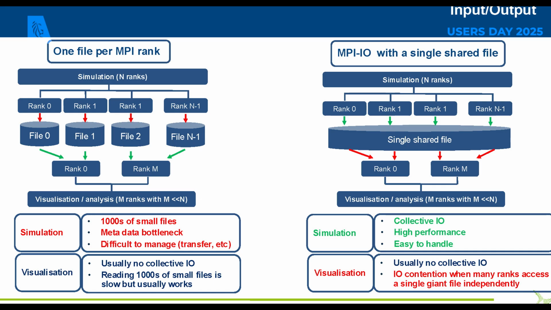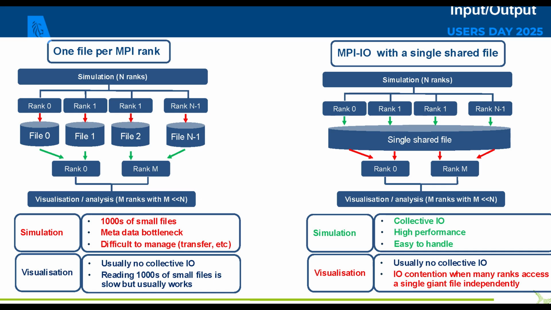Not exactly, because you also have to think about your visualization and your analysis. Usually your visualization or analysis will maybe run in serial, but with such large data it will probably run in parallel as well, but on a lower number of ranks. Let's say M ranks, with M one or two orders of magnitude smaller than N. Typically M will be around 10 or 20 ranks for a ParaView server.